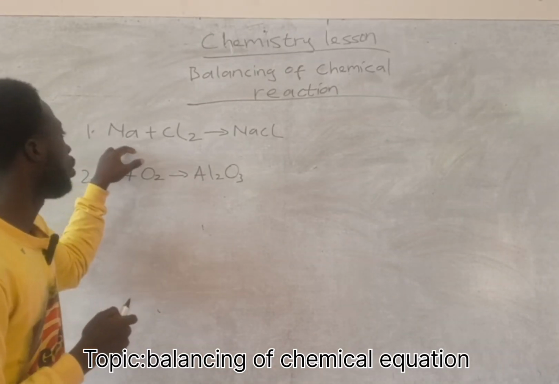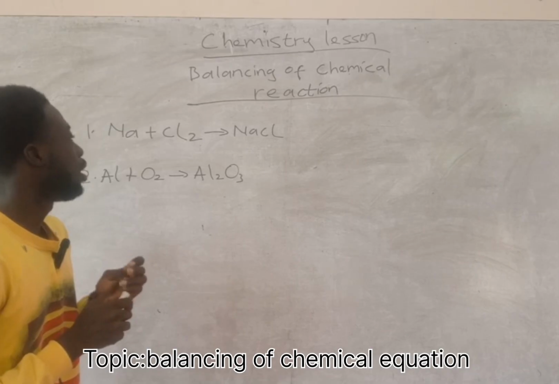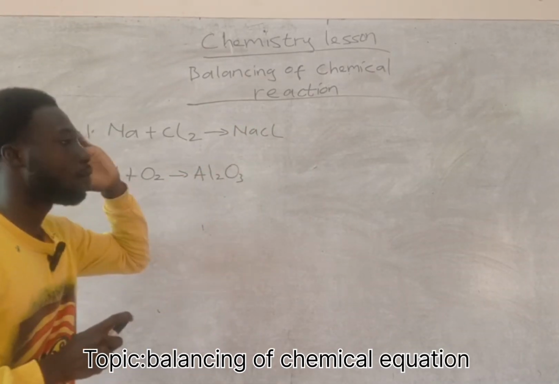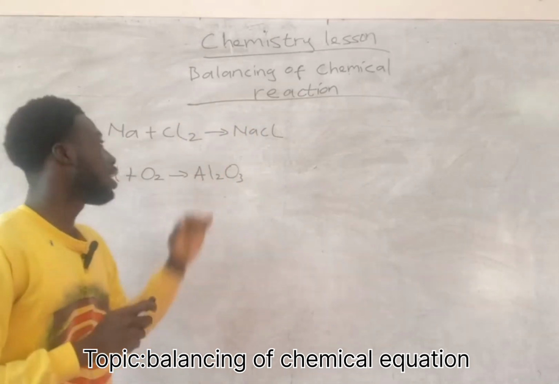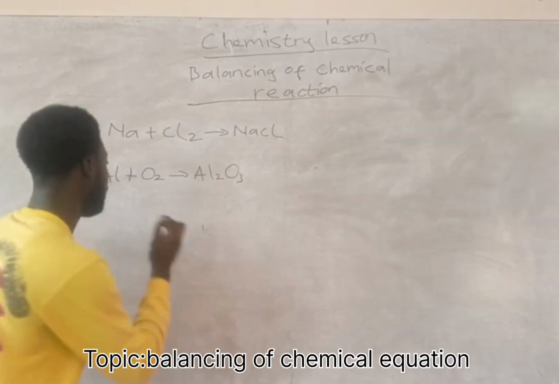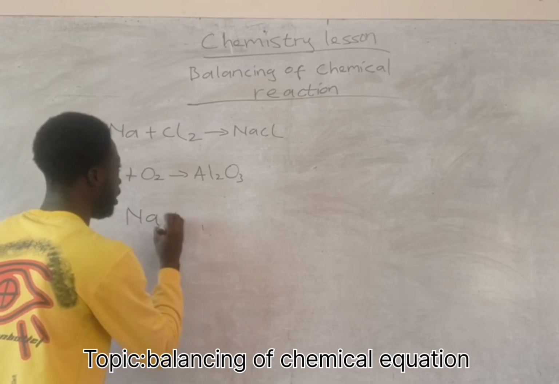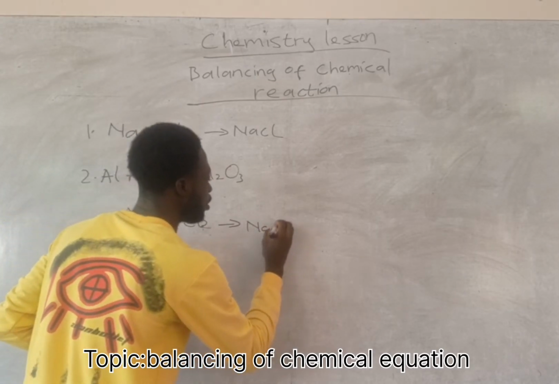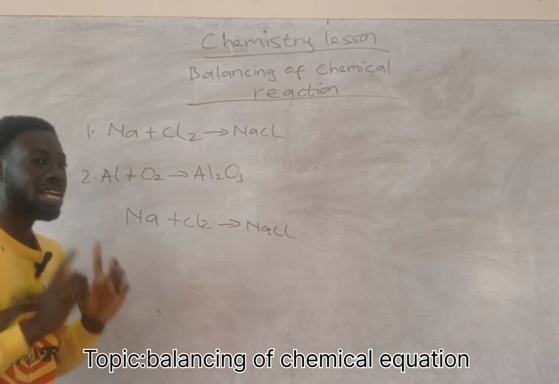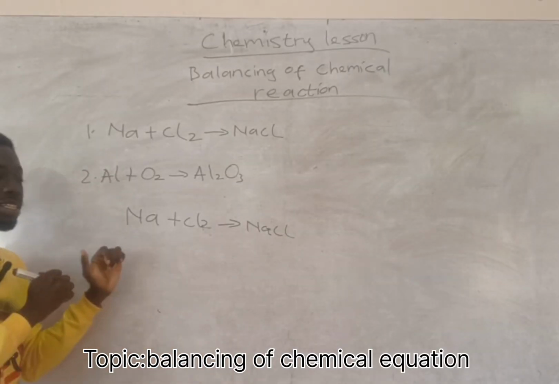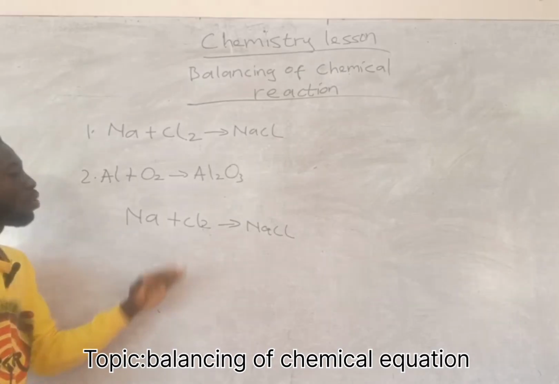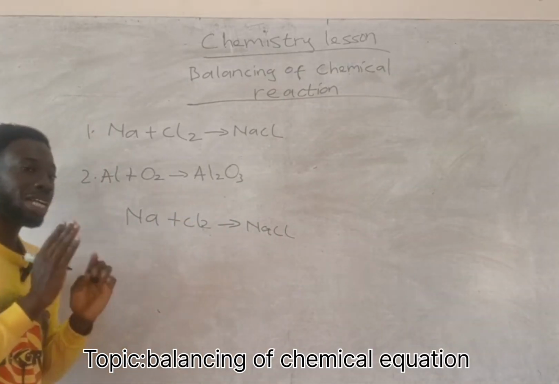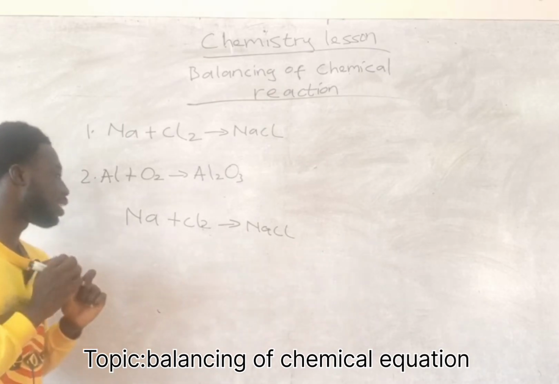We have sodium and chlorine at the left side. That's the reactant side. Now, when you go to the product side, you have NaCl, right? That is sodium chloride. So let me break it down. Sodium plus chlorine will give you NaCl. All right. Then I told you that the left side is the reactant side, then the right side is the product side.